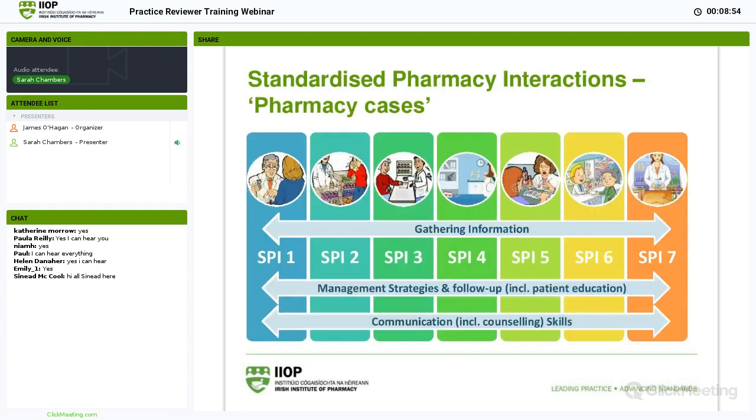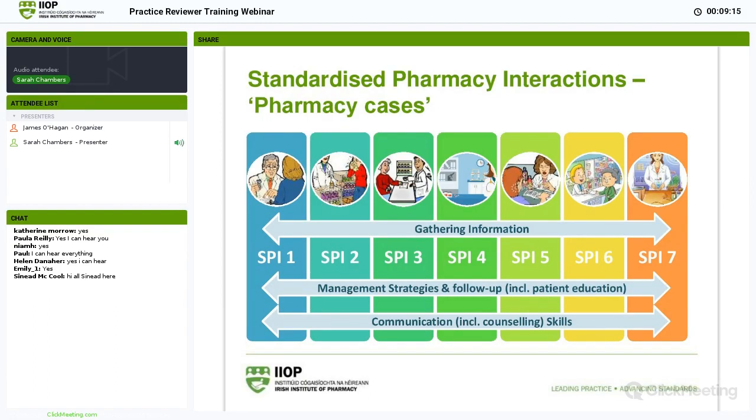So this slide, I think, is a good slide to show how they're marked. After the practice run, there are 7 interactions with patients and/or healthcare professionals. I suppose the thing to remember is that all these interactions are looking at baseline level of competence. They're straightforward scenarios designed by pharmacists.